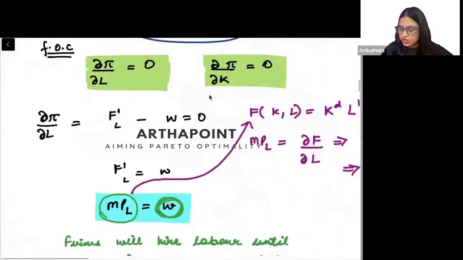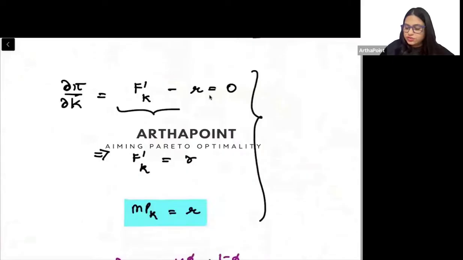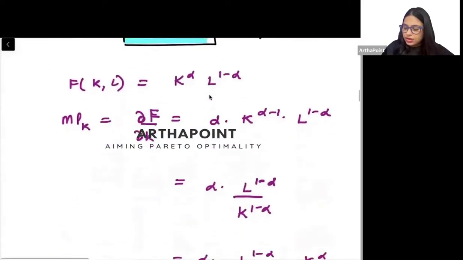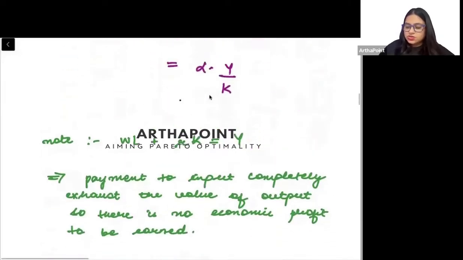Okay, this I have done. So this is this. You can just try this. Differentiate with respect to capital. You will get MPK equal to R. And then just manipulate this equation a bit, and you will be able to get this.